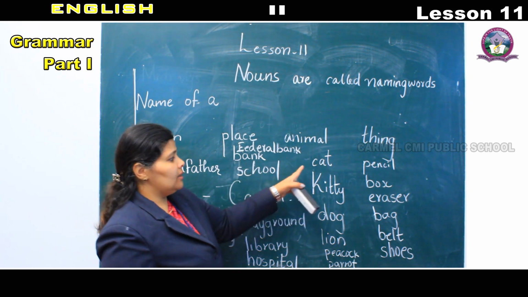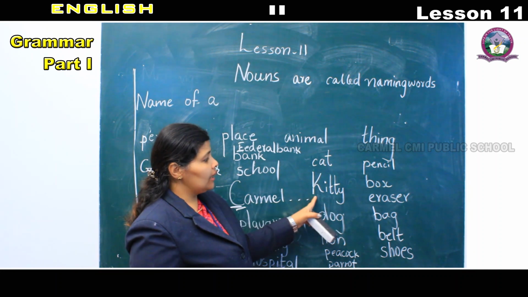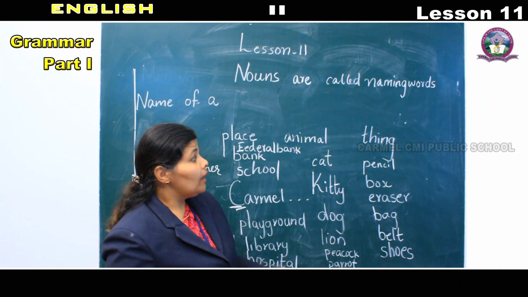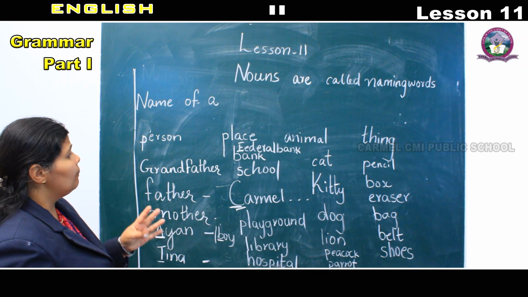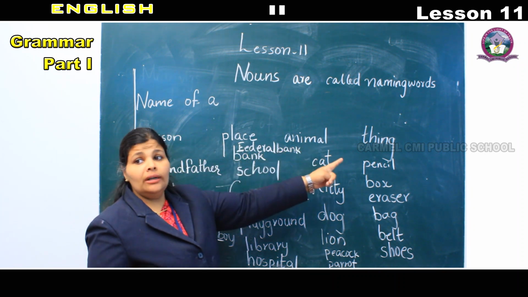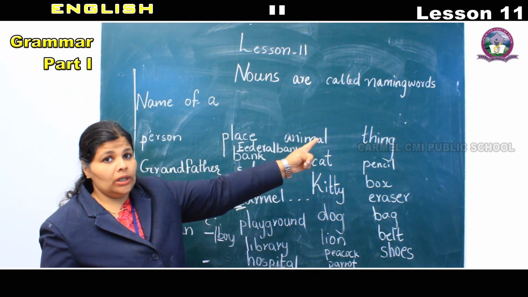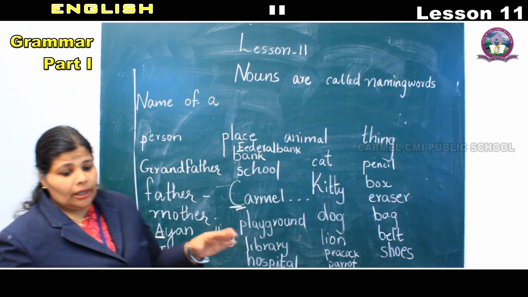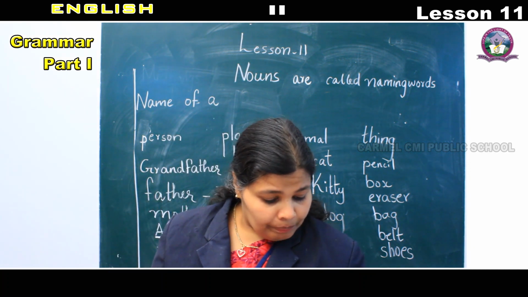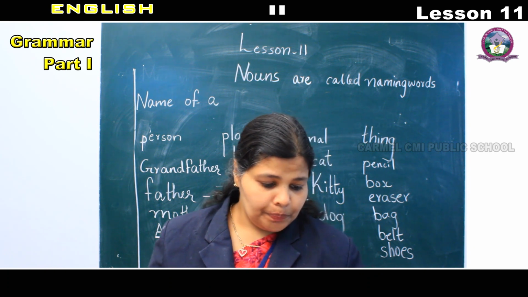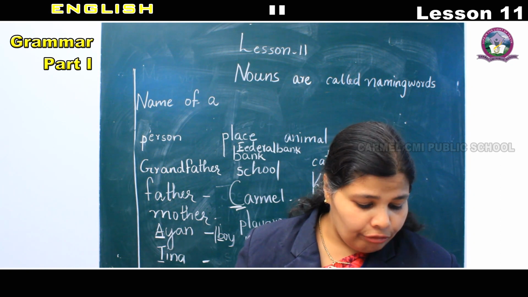In the lesson again, the cat's name was Kitty. So it is a capital letter. So we already learned noun is a name of a person, place, animal or a thing. Nouns are also called naming words. So now let's go to page number 36. In that page, now let's read carefully.